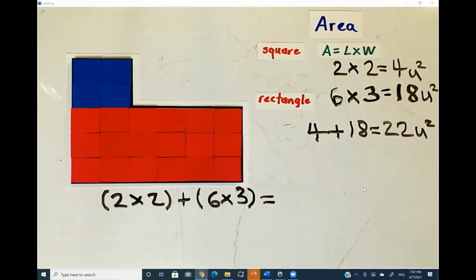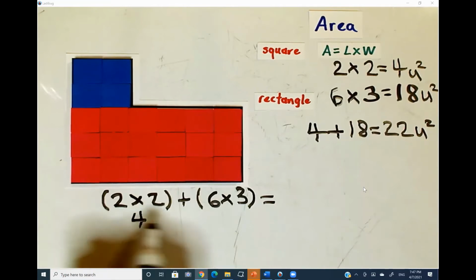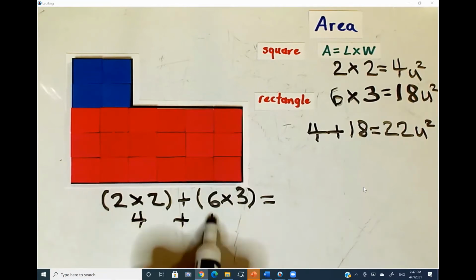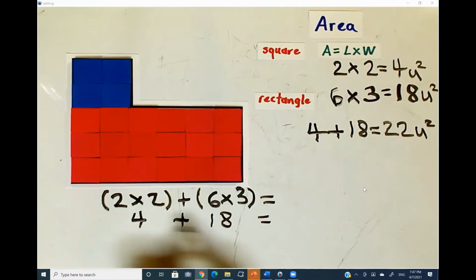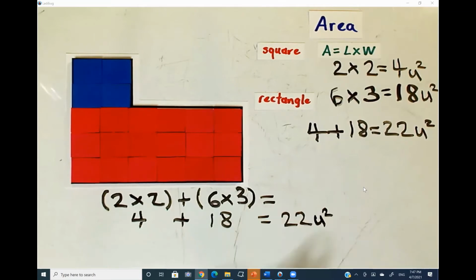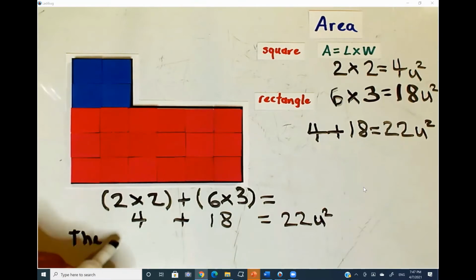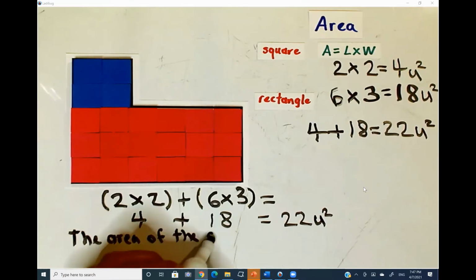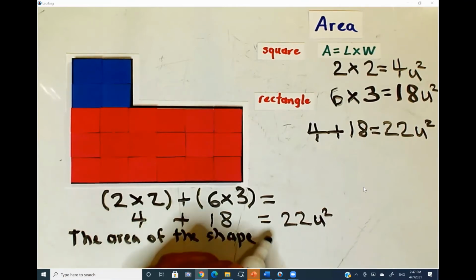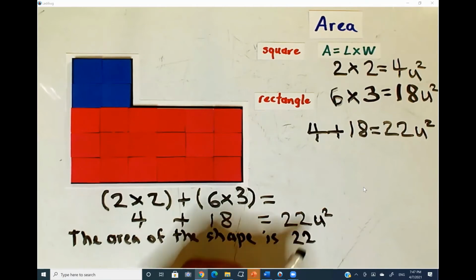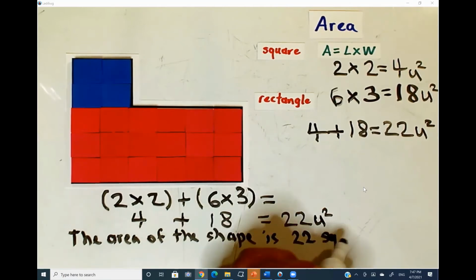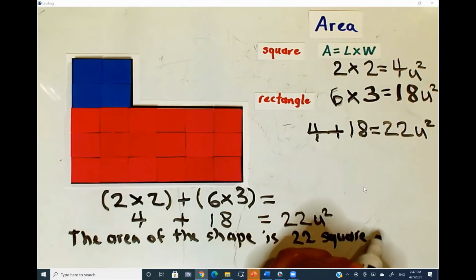Now, when I solve this equation, I'm going to get the area of the square first. 2 times 2 is 4 square units plus 6 times 3, 18. And that equals 22. Because I'm counting squares, it's going to be square units. And I can write it as a sentence. The area of the shape is 22 square units.